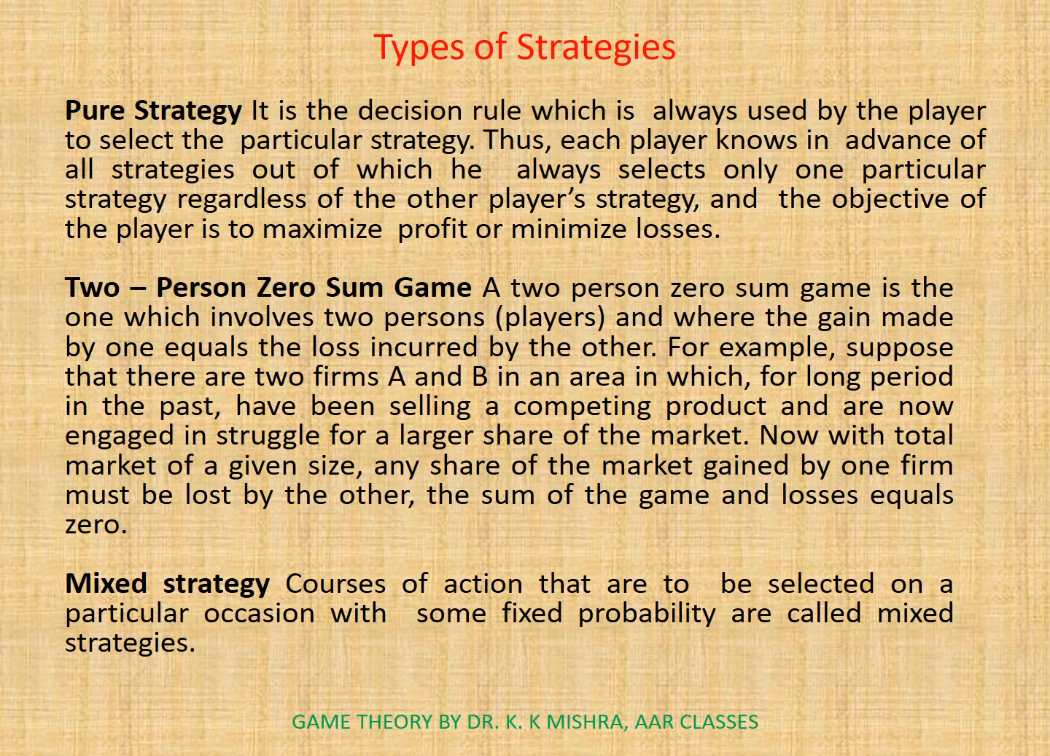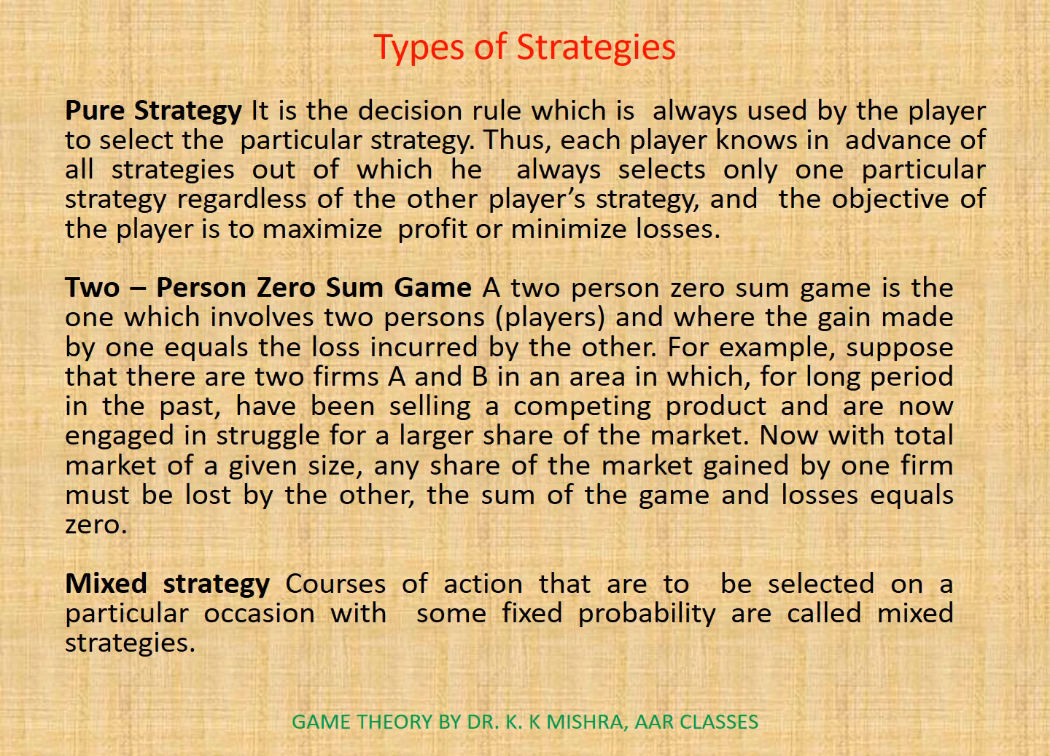Now we'll talk about the strategies. Pure strategy is the decision rule which is always used by the player to select a particular strategy. Thus, each player knows in advance all the strategies out of which he selects only one particular strategy, regardless of the other player's strategy. And the objective of the player is to maximize profit or minimize losses.